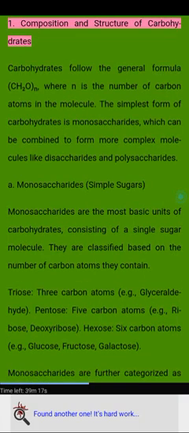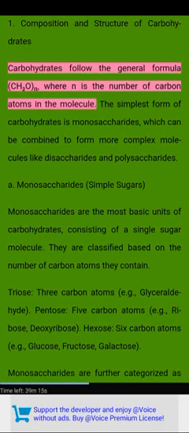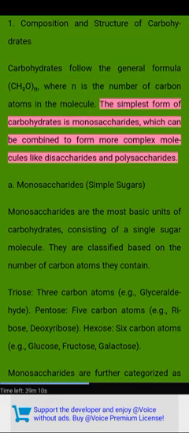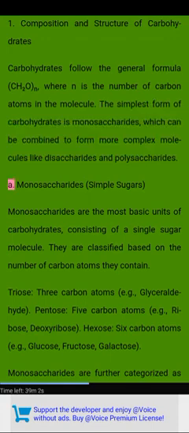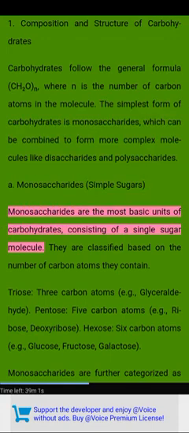1. Composition and structure of carbohydrates. Carbohydrates follow the general formula CnH2nOn, where n is the number of carbon atoms in the molecule. The simplest form of carbohydrates is monosaccharides, which can be combined to form more complex molecules like disaccharides and polysaccharides. A. Monosaccharides, simple sugars. Monosaccharides are the most basic units of carbohydrates, consisting of a single sugar molecule.